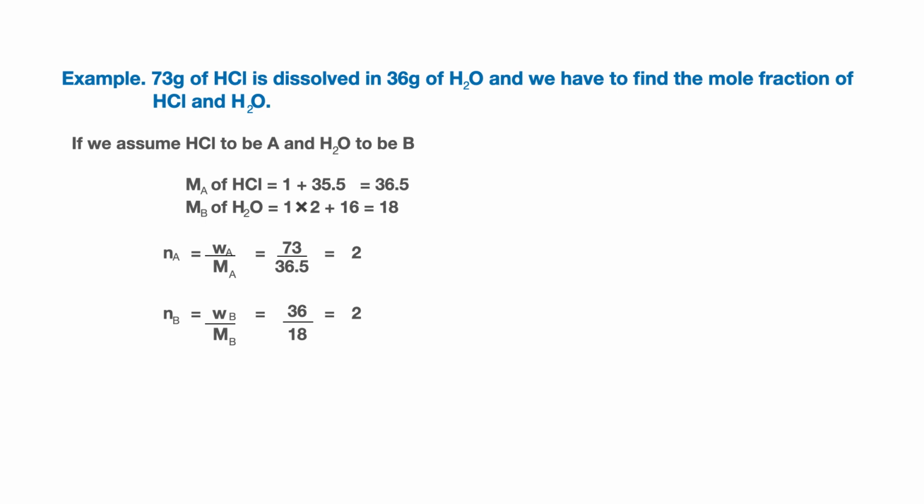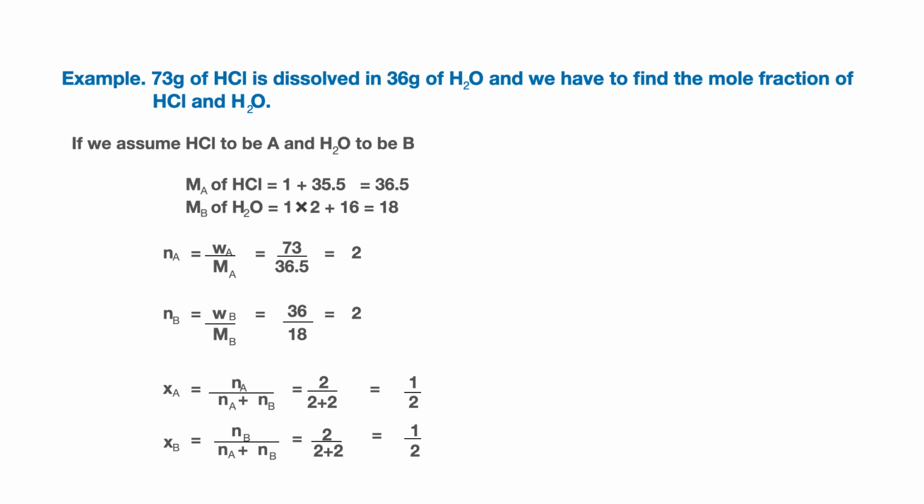Now Xa will become Na upon Na plus Nb. That is 2 upon 2 plus 2. It will come out to be 2 upon 4 or 1 upon 2. Similarly, we can find Xb by using the formula Nb upon Na plus Nb. Again, Na and Nb are 2 and 2. So that will become 2 upon 4, that is half. So the mole fraction of A as well as B is 1 by 2 or 0.5.